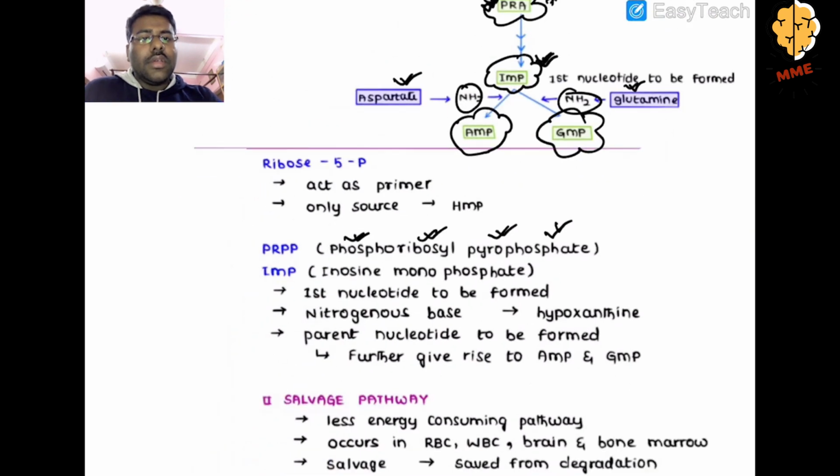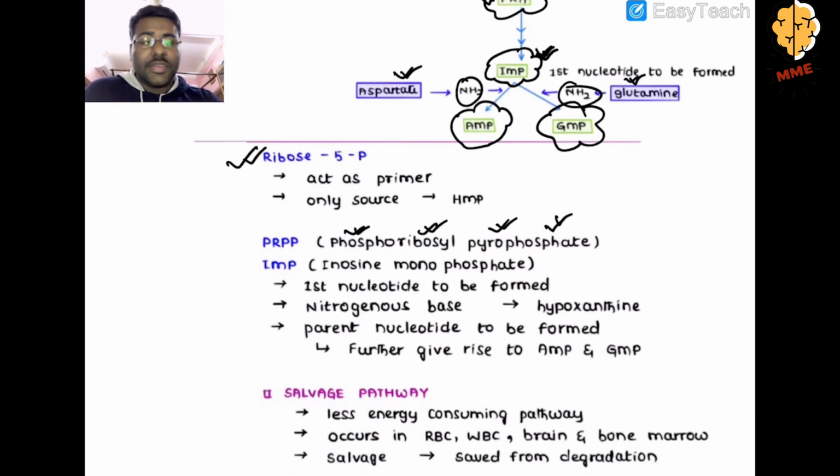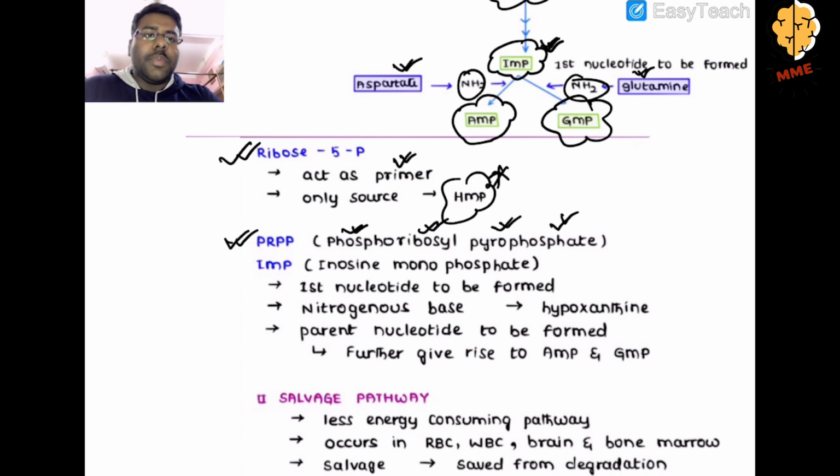Coming to the ribose 5-phosphate. The ribose 5-phosphate mainly acts as a primer. And the only source where we can get the ribose 5-phosphate is the HMP shunt. Coming to the PRPP, we know the PRPP is phosphoribosyl pyrophosphate.